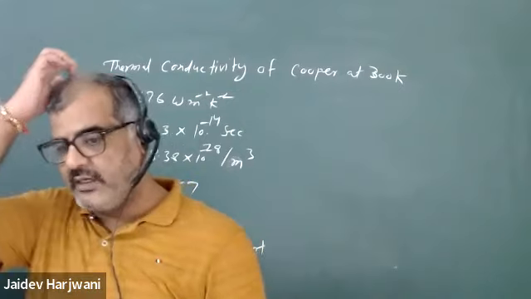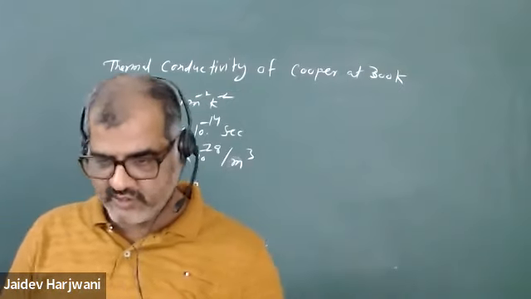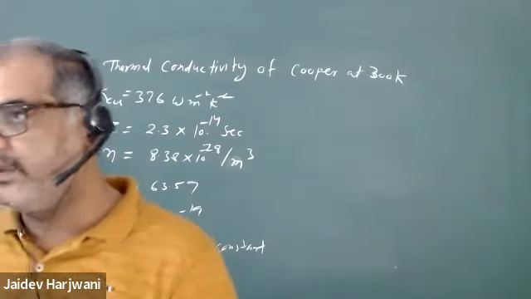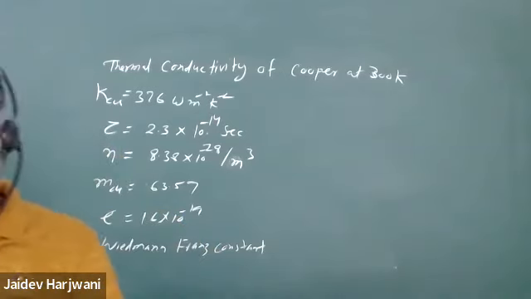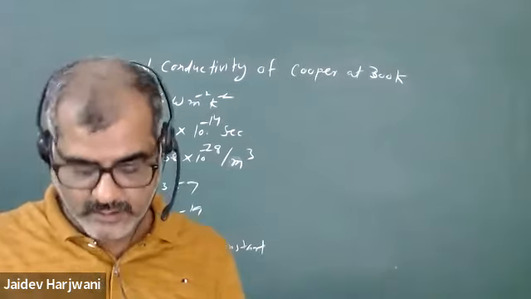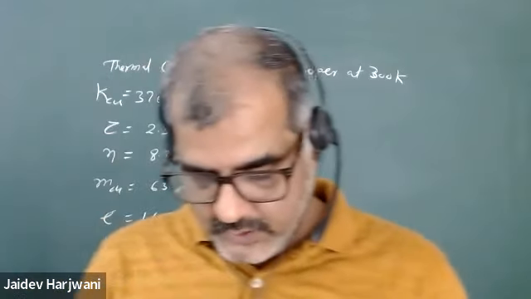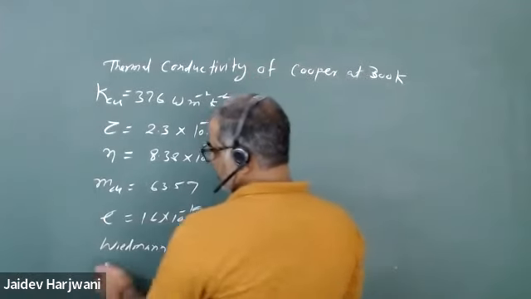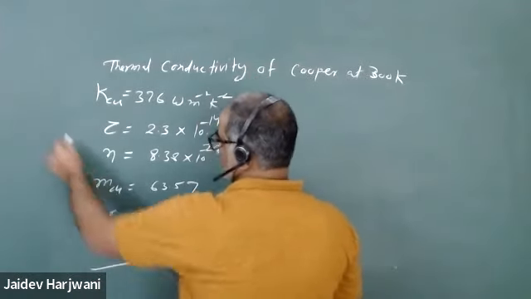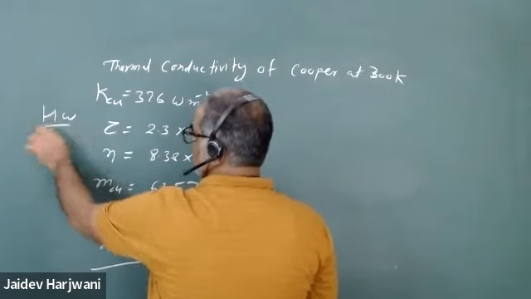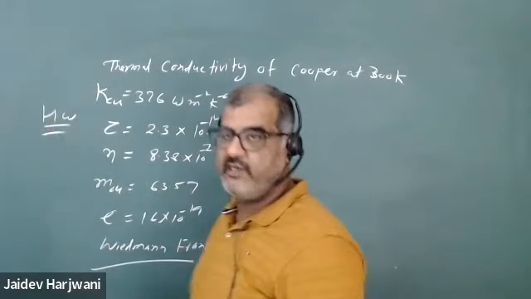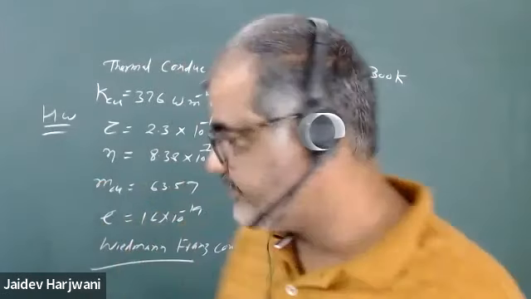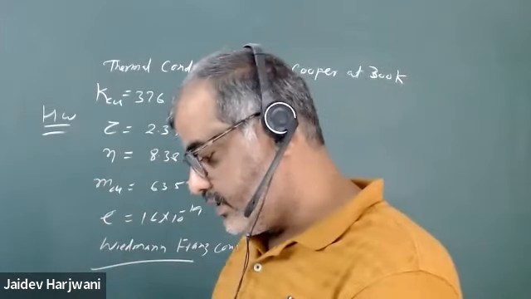How many electrons are there, what is the concentration of electrons, the charge density, the number density of electrons. So that is given here. So now you can calculate. I am not calculating, you calculate and find out the Wiedemann-Franz coefficient. This is homework, and you can check how much the value is coming for this coefficient. So this is your homework.